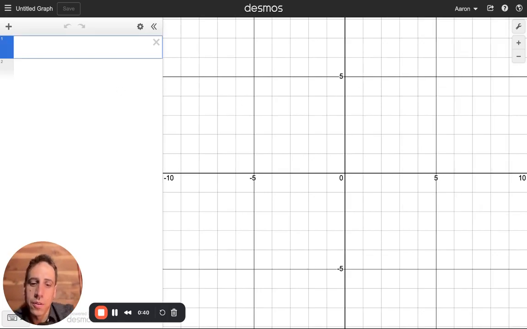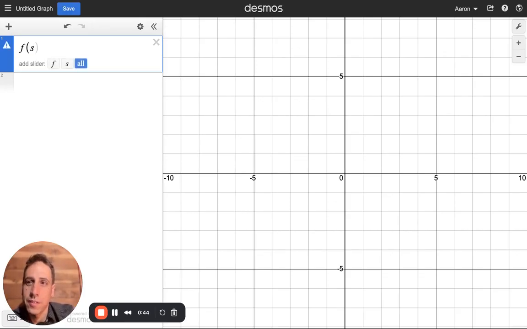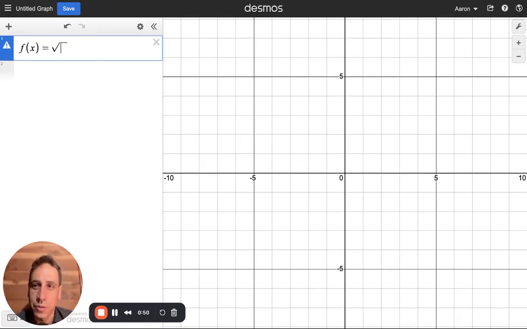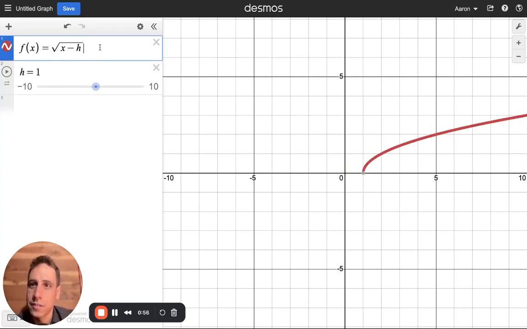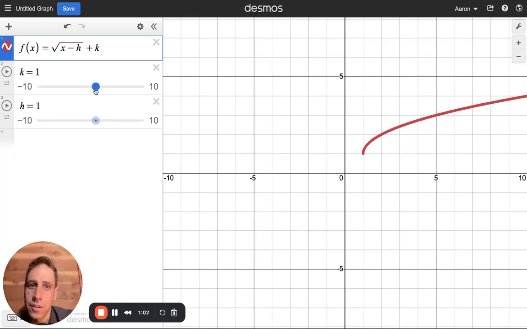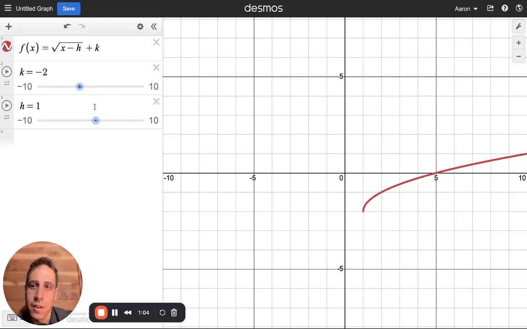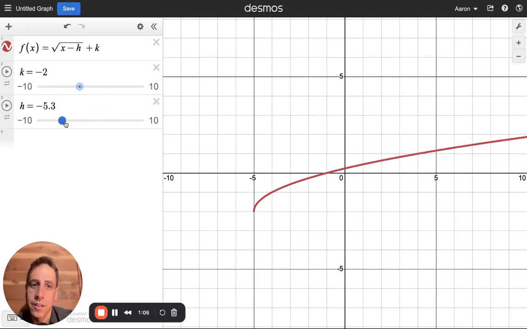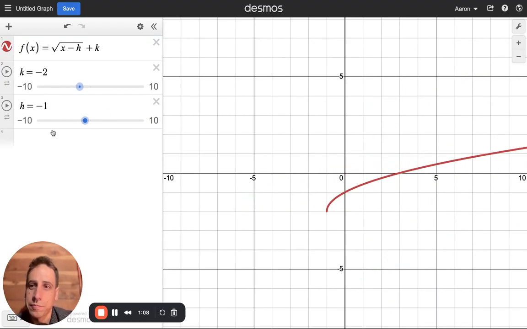And so what we're going to do is we're going to do a function here. f of x is equal to, and then I'm just going to type in sqrt. That's a shortcut for square root. x minus h, and add a slider. And then click outside of the square root, and then plus k, and add another slider. So you can see here, I can slide up and down, left and right, the square root.